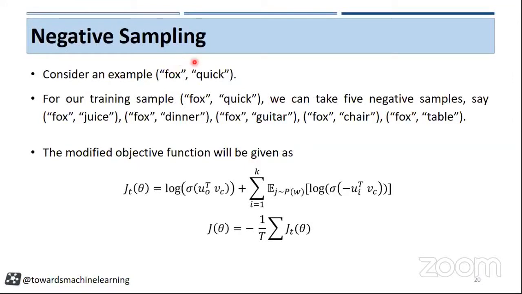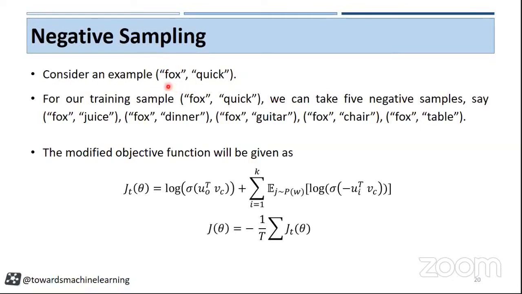In negative sampling, we have studied the softmax function, but here we have to modify our objective function so that it reduces our computation cost. You can consider one pair from your data set, which is Fox and Quick, where Fox is our center word and Quick is your context word. You have to find the probability of this kind of pair appearing in your data set.